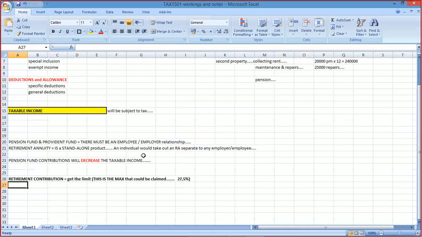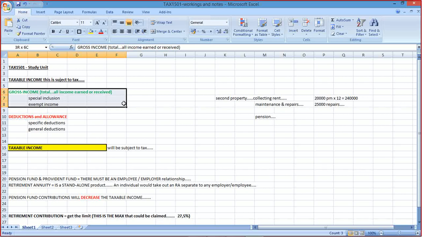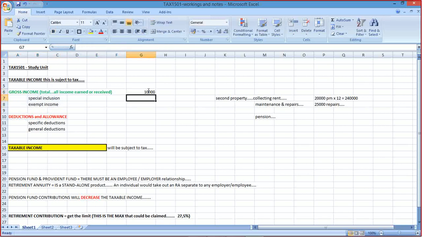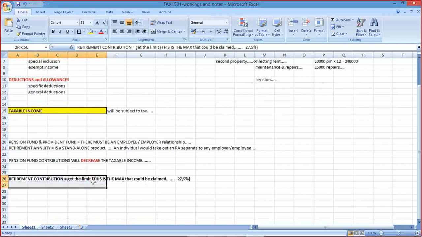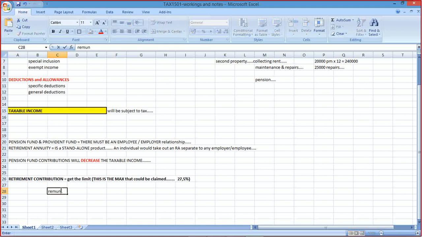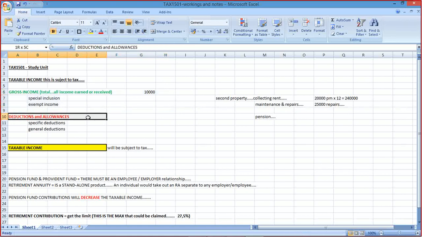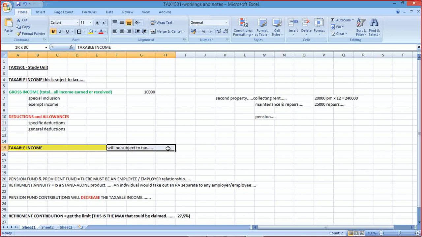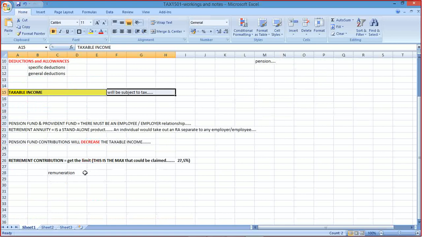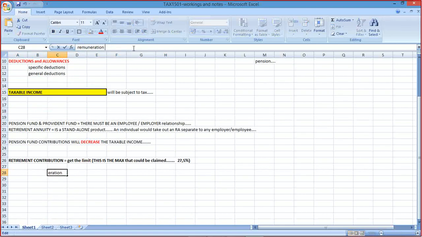There are two things to consider here. Let me show you this. Gross income, let's just use 10 again. Then you've got deductions and allowances. If I'm looking at my retirement contribution, you're going to be earning an income, your remuneration, and your remuneration is going to be part of your gross income. If I take off other deductions, I'm going to get taxable income. What we need to calculate is how much you are allowed to claim, so remuneration and taxable income.